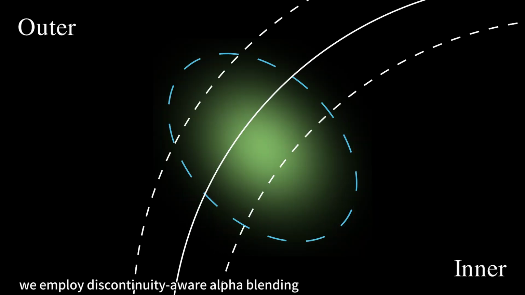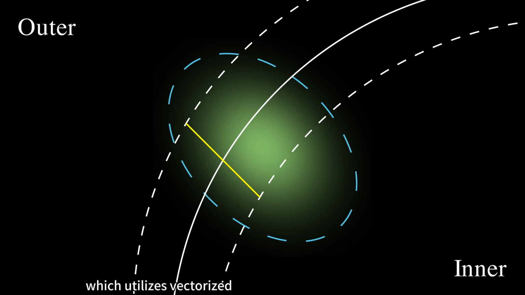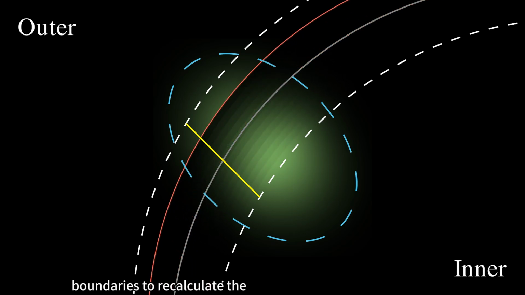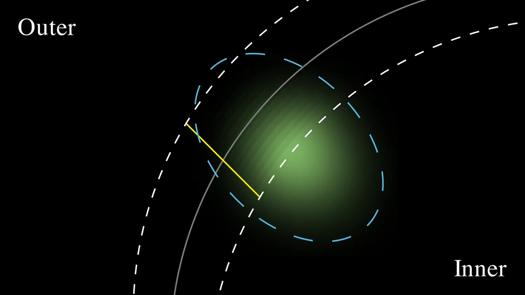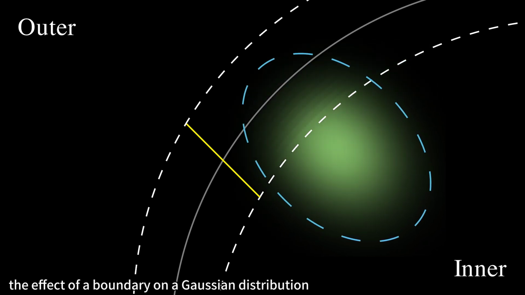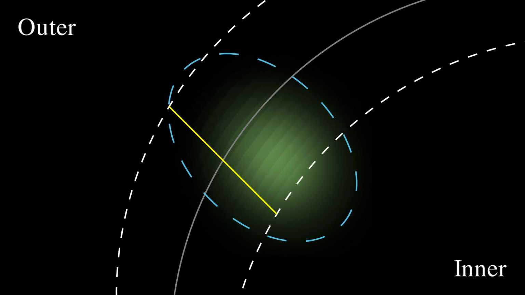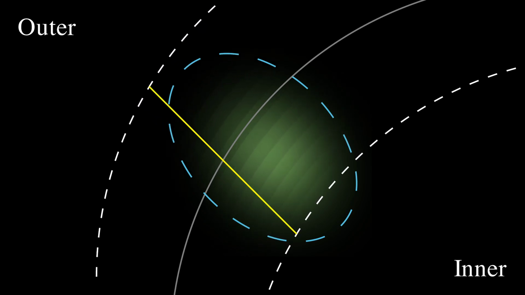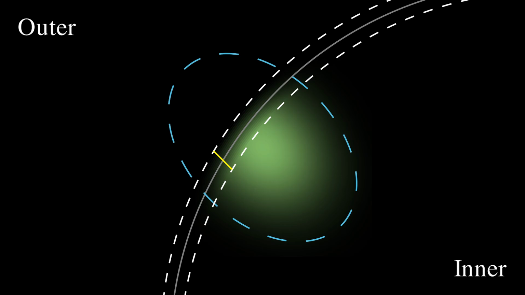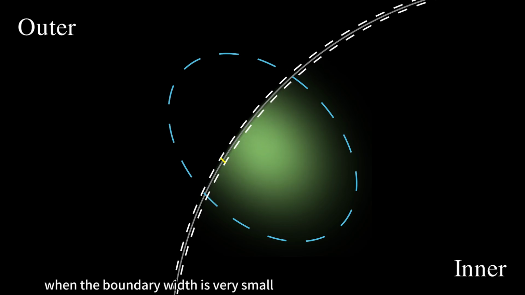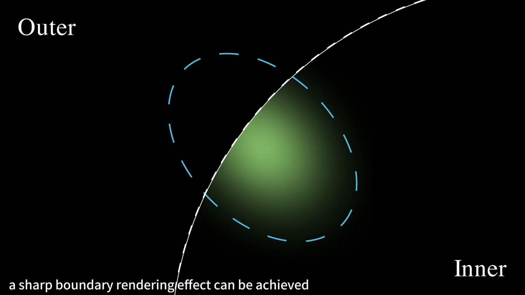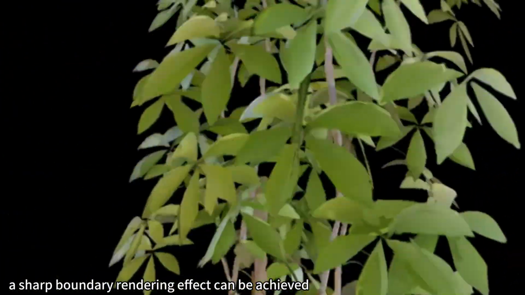To suppress this uncertainty, we employ discontinuity-aware alpha blending, which utilizes vectorized boundaries to recalculate the Gaussian distribution. The effect of a boundary on a Gaussian distribution is determined by the distance between the Gaussian and the boundary, as well as the boundary's width. When the boundary width is very small, a sharp boundary rendering effect can be achieved.